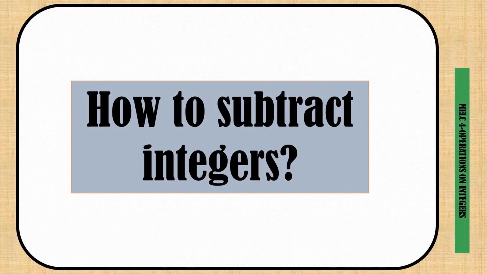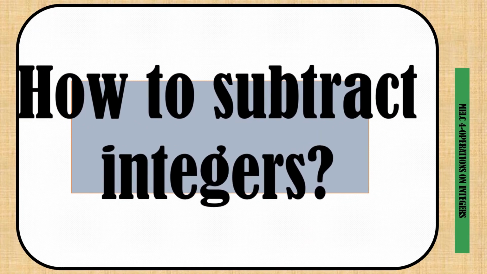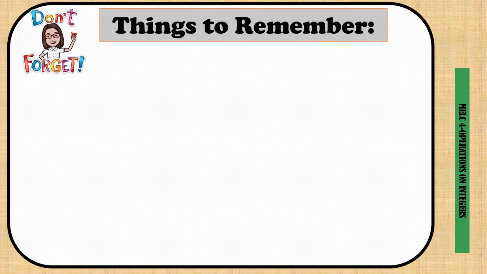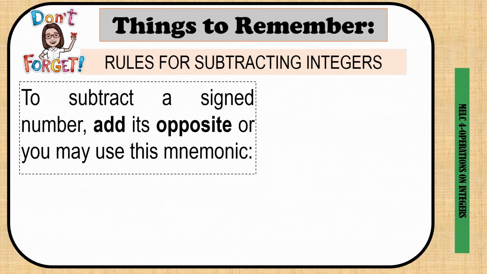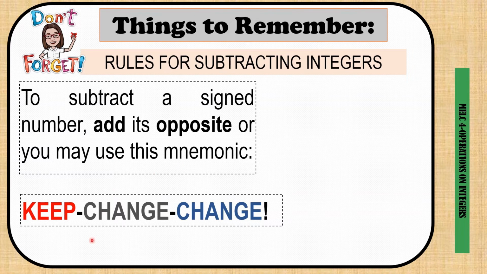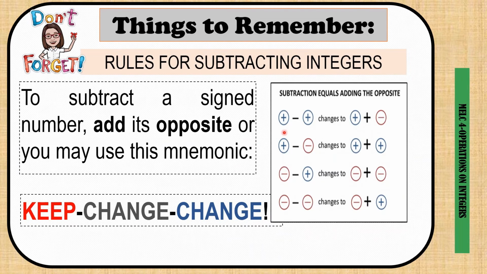How to subtract integers. In this part, what we are going to do is a subtraction of integers. So remember this. The rule of subtracting integers is here. To subtract a signed number, add its opposite, or you may use this mnemonic. So what is that mnemonic that you have to remember? Keep, change, change. I will show you how to apply that. Here, it might make you confused, but later in our application, I will just teach you the clear one.